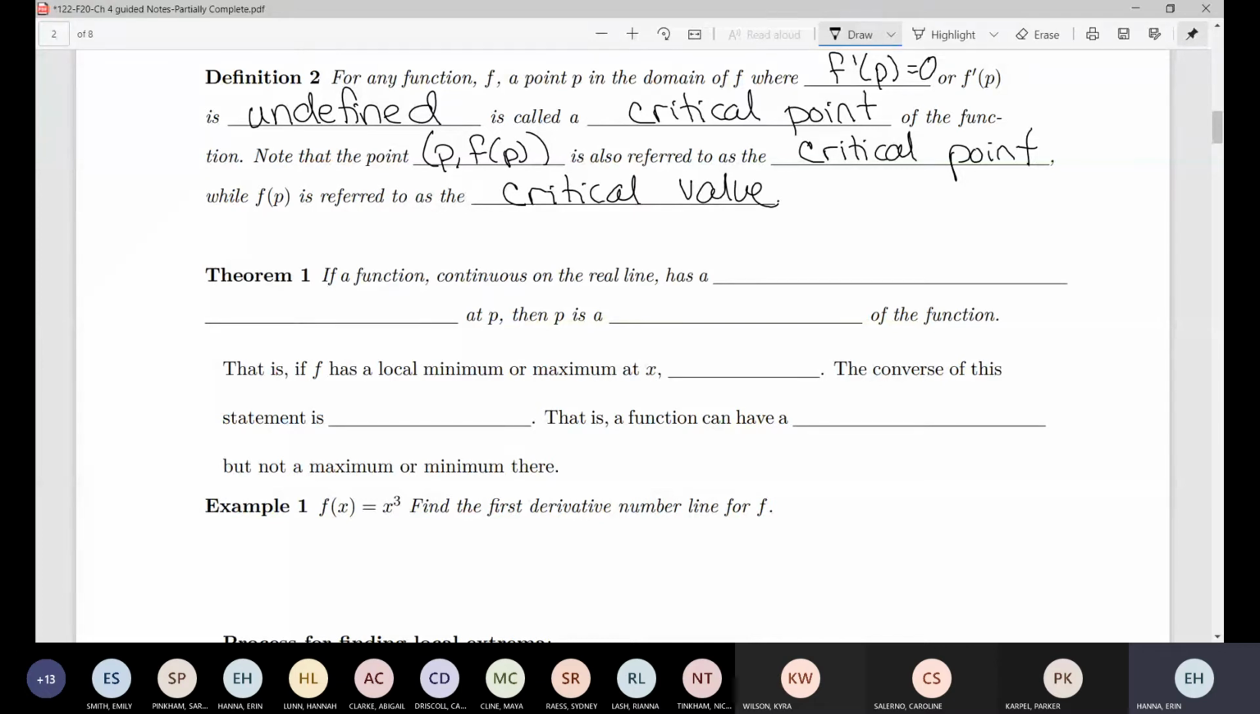95% of the time, and probably even more than that, but I'm going to be conservative here, when they say critical point, they just care about the x value. 100% of the time, if I say critical point, I just care about the x value. If I want the y value, I will be very specific that I want the y value. But 100% of the time for me, and I'm pretty sure 95% of the time for Wiley, if they say critical point, they just care about the x value.